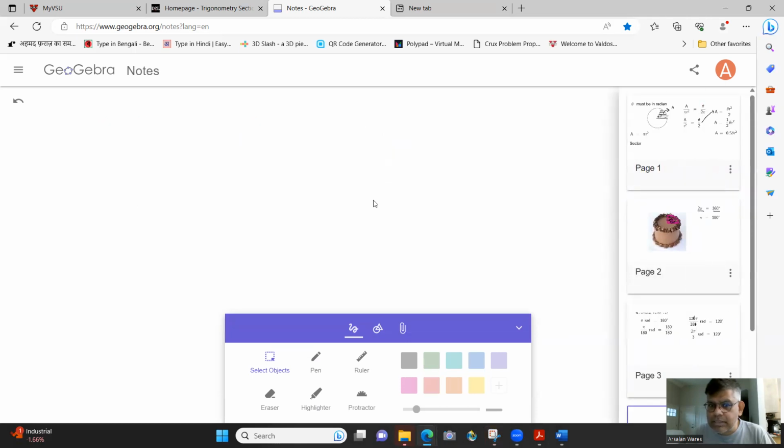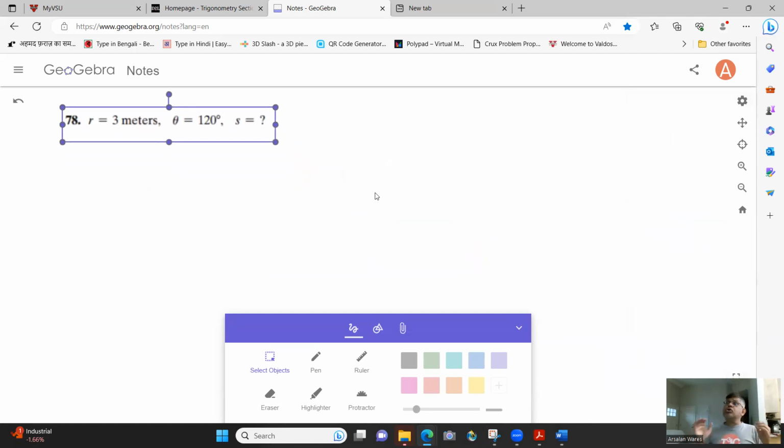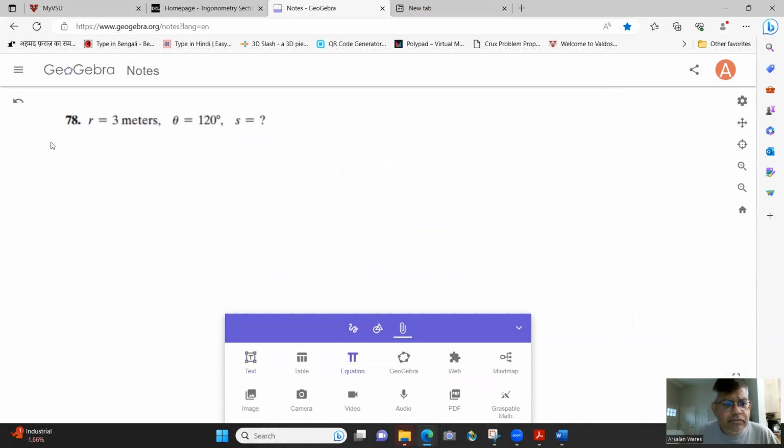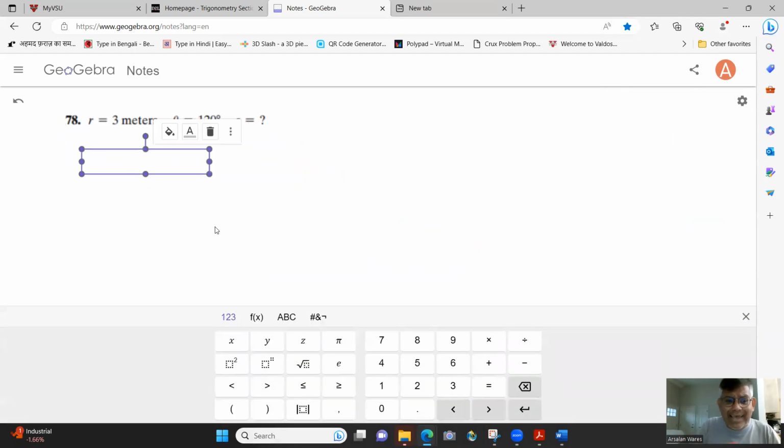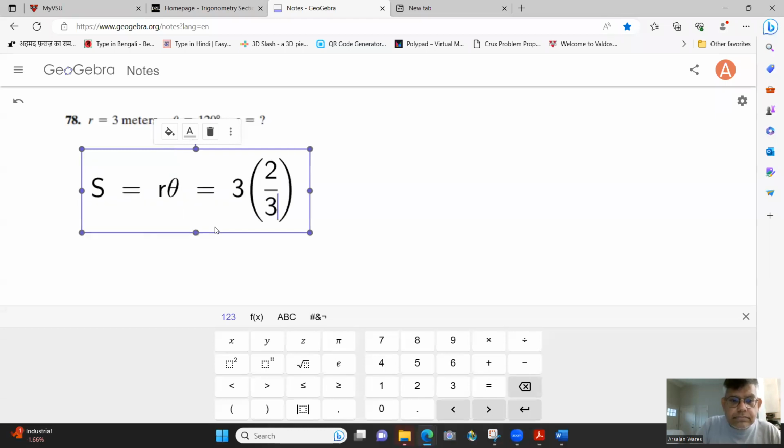Keep one thing in mind. Theta is not 120. Well, it is 120, which is also 2/3 pi. And if you understand that, now the problem is fairly easy. You want to know S. You do know S is R theta. R is 3 meters this time, not feet. Theta is, I'm going to write 2/3 pi.